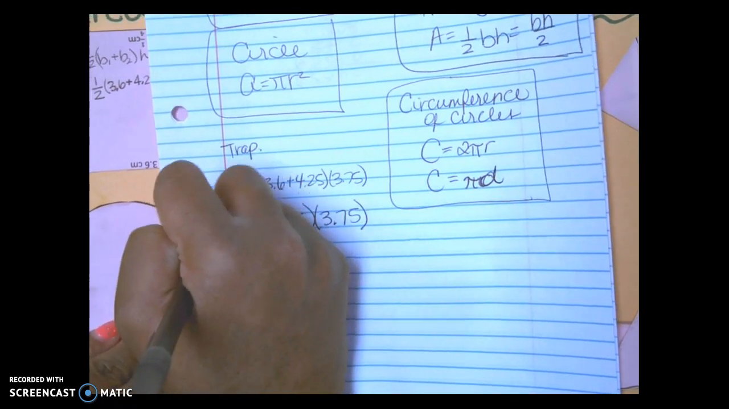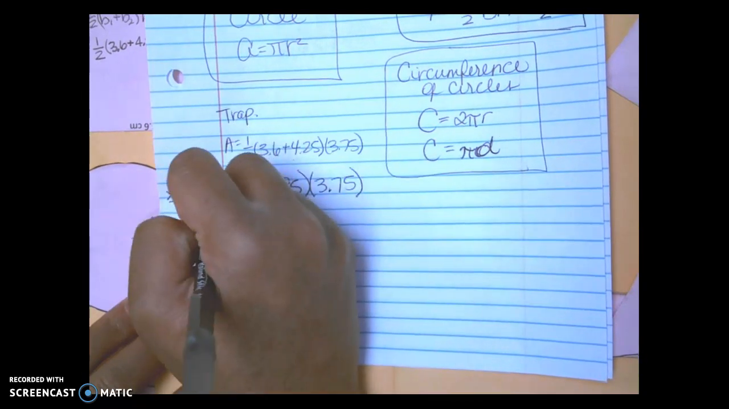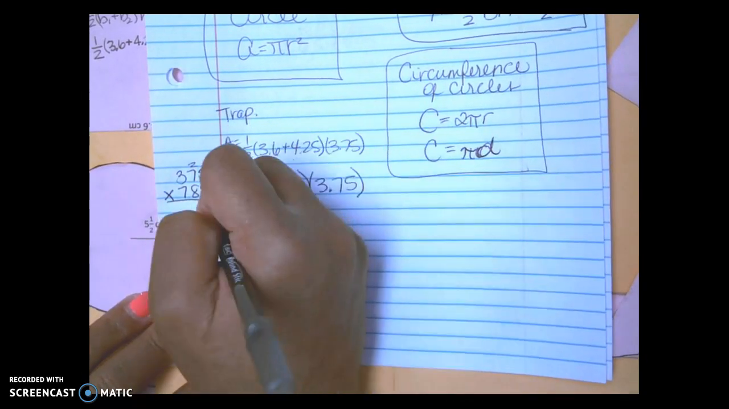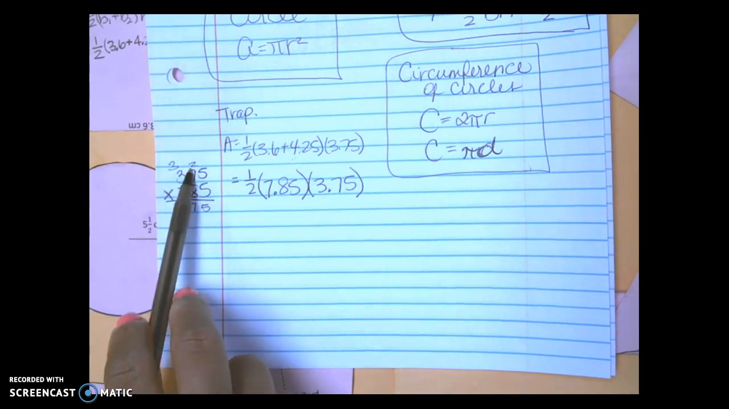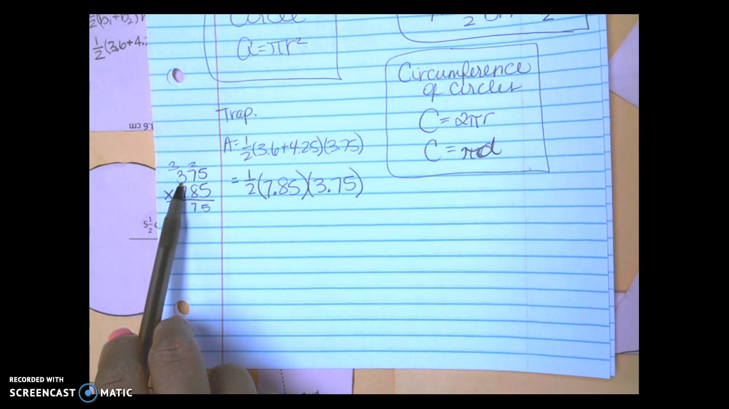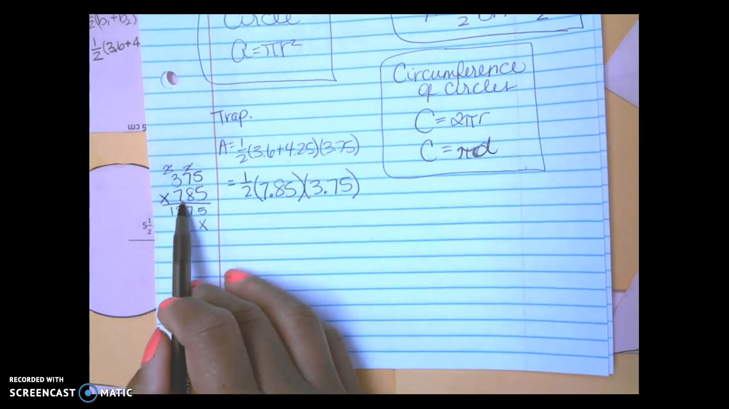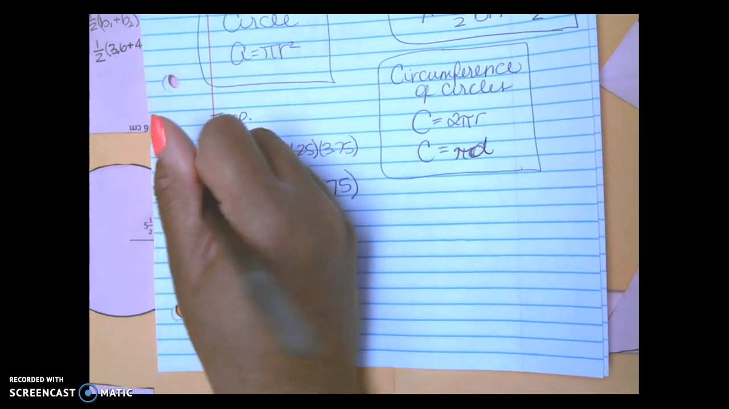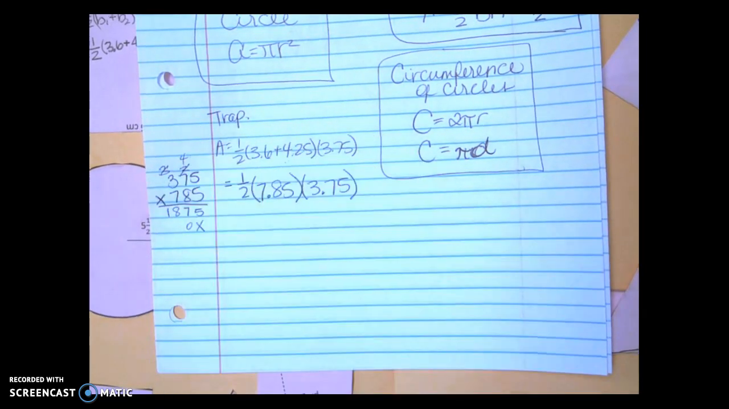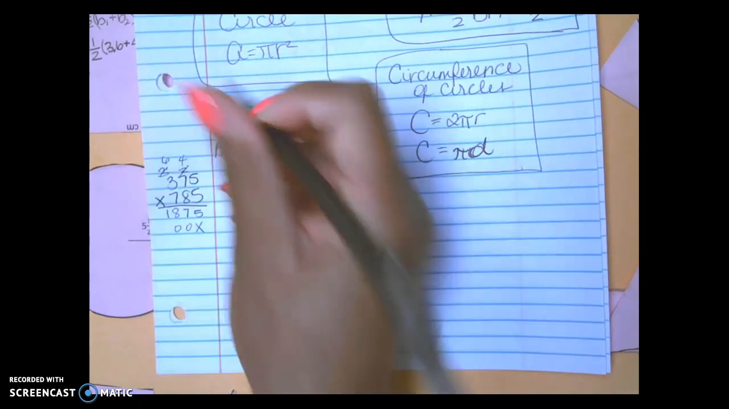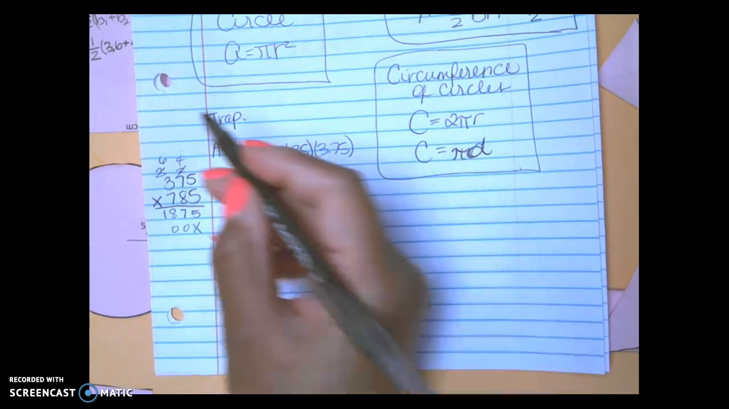375 times 785. I have a lot of multiplying here to do. 5 times 5, 25. 5 times 7 plus 2, 37. 7 times 5 is 35, plus 2 is 37. 5 times 3, 15, plus 3, 18. 8 times 5. 8 times 7 plus 4. 56 plus 4 is 60. 8 times 3, 24, plus 6, 30.